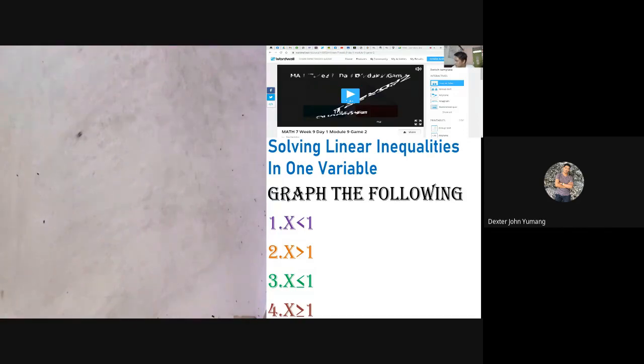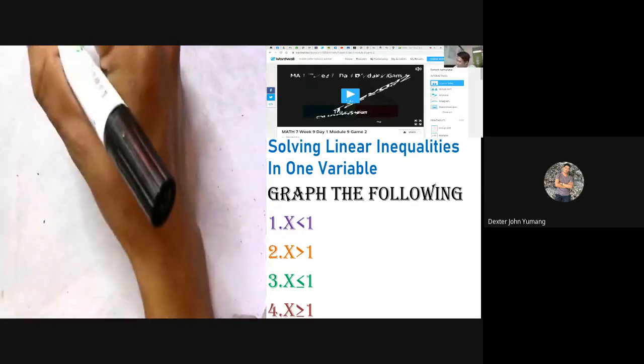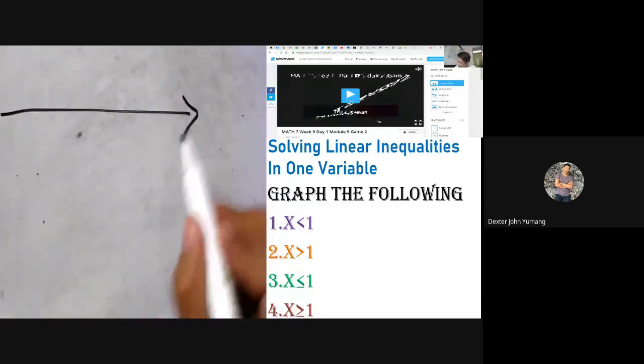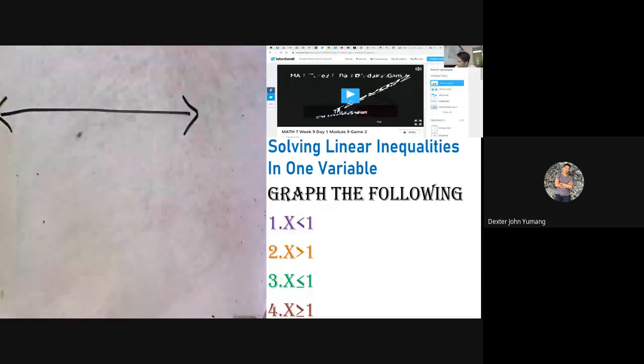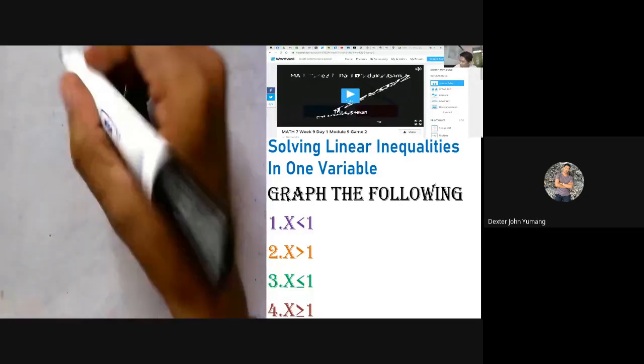Okay, can you post your answer if you have the answer? Kung wala po, ito po. Si Chloe, nag-graph din siya. Okay, let's find out if your answer is correct. So we have the given x is greater than 5. In this case, we are going to draw a straight line. Uy, ang straight ng aking line. That is called a straight line. So we have x is greater than 5.